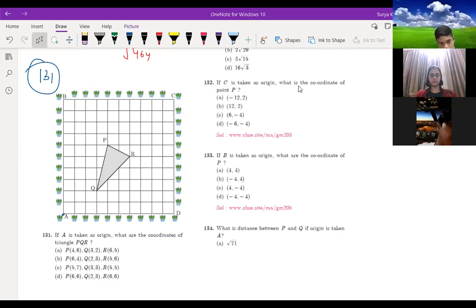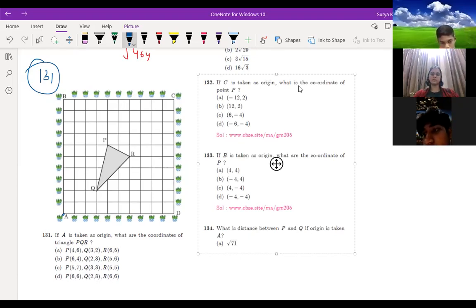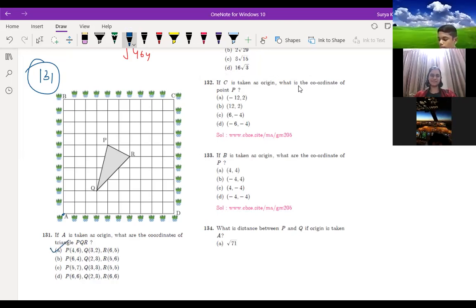Option A is correct. If A is taken as origin, what is the coordinate? The 4, 6. First, E coming is taken as origin. 4, 1, 2, 3, 4, 6. 3, 3, 6. Yes. 3, 2, 6, 5. Okay, option A is correct.